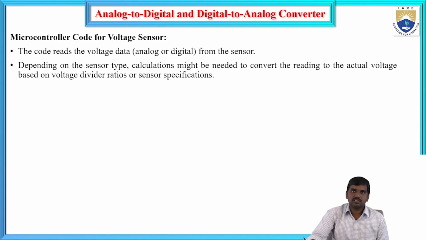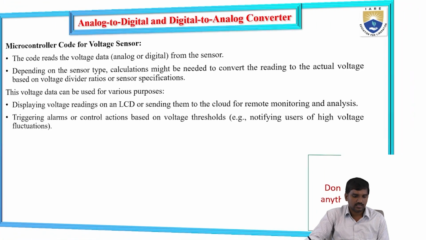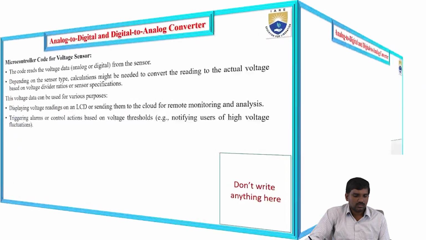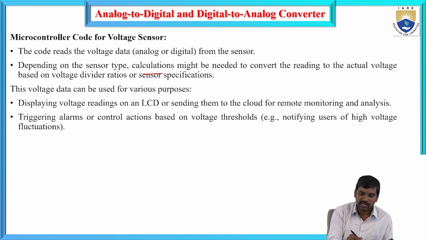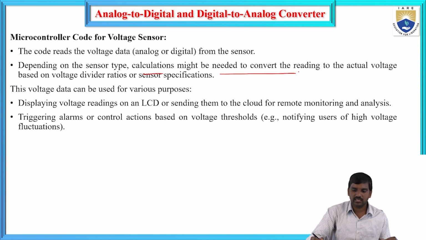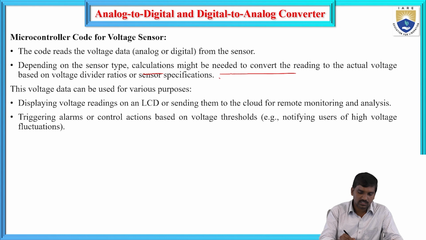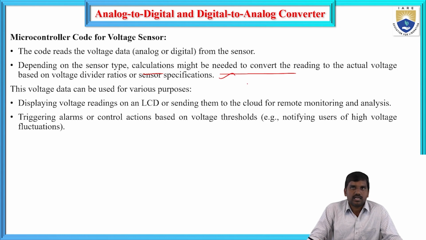Microcontroller code for voltage sensors here. The code reads voltage data from the sensor. Depending on the sensor type, calculations might be needed to convert the reading to the actual voltage based on voltage divider ratios or sensor specifications.